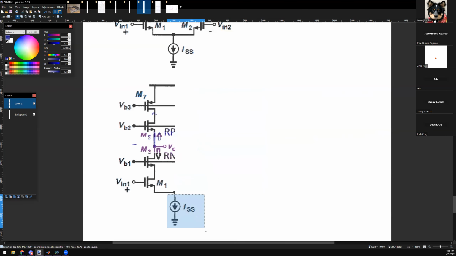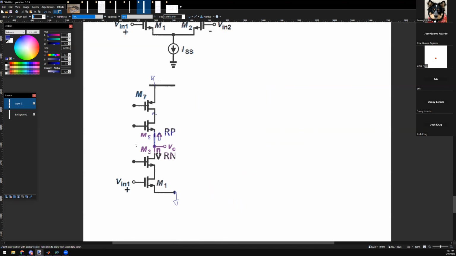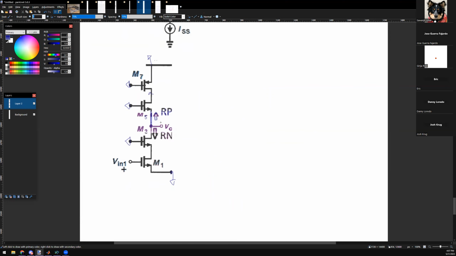This guy at the bottom acts like an AC ground. Agreed? Because it's differential. And I'll just clean this up. Every independent source acts as a virtual ground, right? These all act as grounds. VB3, VB2, all these are grounded. So now you're supposed to solve this circuit, yes?